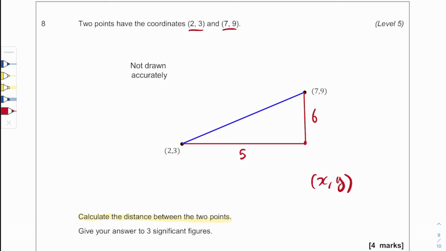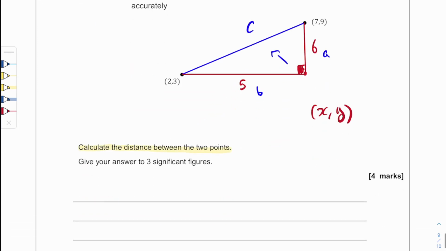So now we can put in our right angle, and it's now just a simple Pythagoras problem that we can solve easily. So we label our triangle, so we've got C, and then we'll say that's A and this one's B. Write down our formula, C squared equals A squared plus B squared. Sub in our values, so we've got C squared is equal to 6 squared plus 5 squared. Solve this to get 36 plus 25, which is 51. So therefore C is equal to the square root of 51.